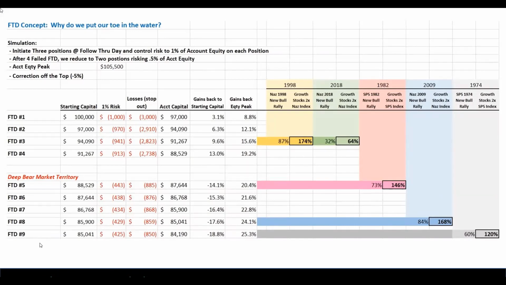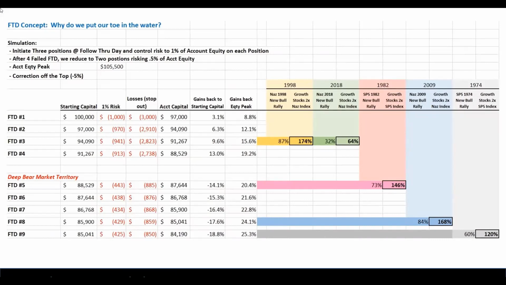And if we go down to one of the worst bear markets ever, 1974, we had 9 failed follow-through days before we got number 10, which actually worked. And if you were just afraid to buy that follow-through day, you missed out, because the S&P ran a 60% rally, which is, again, double that, 120% potential gains if you're in growth stocks.